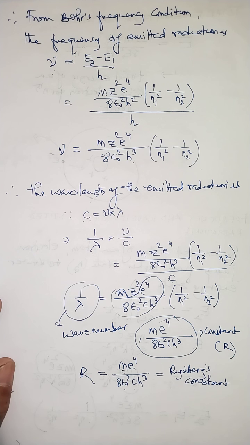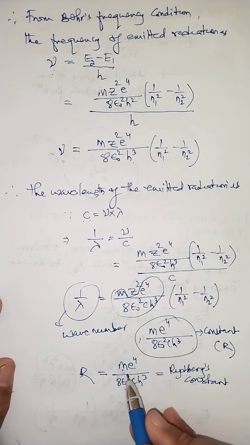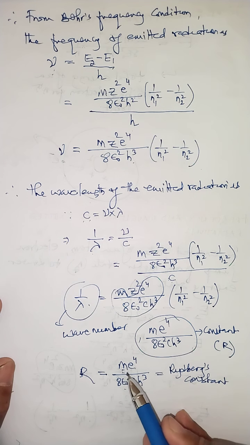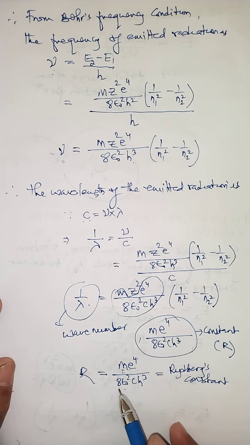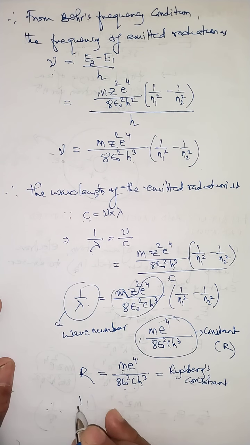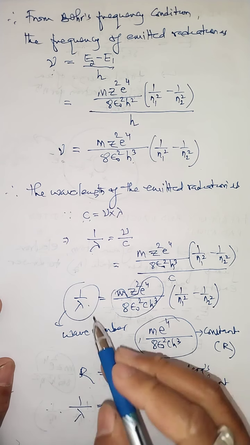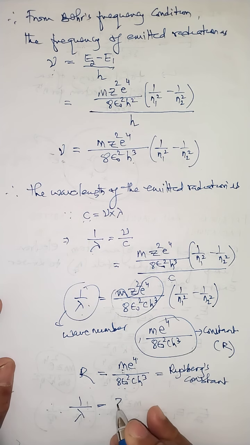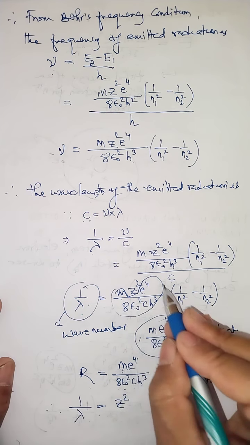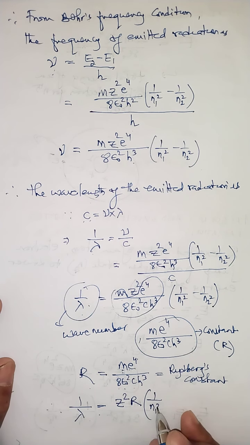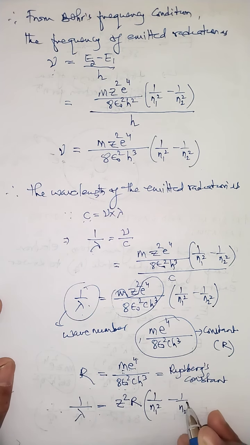Okay, so from this relation of wave number, if I eliminate this m e to the power 4 by 8 epsilon naught square C h cube by this constant, then I write down it is 1 by lambda equals C, now I write down Z square, and this whole quantity I am writing by R, bracket 1 by n1 square minus 1 by n2 square.